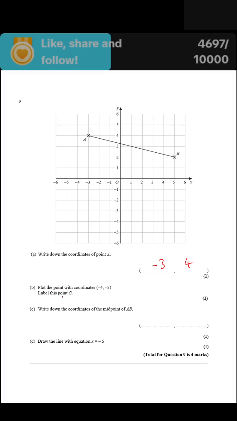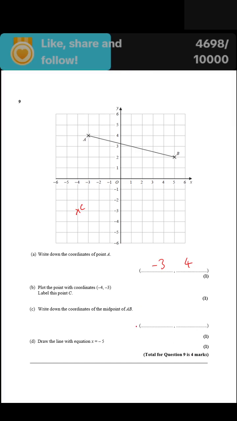So part B, put the point with coordinates (-4, -3) and label this point C. So we go across to -4, we go down to -3, we place a cross, and we call that C. So I've placed a cross where it is, and I've labelled it C. You might just put a C at that point, or you might forget to put the C. You'll still get the mark if there's some kind of clear intention that you need to have a coordinate at that point.